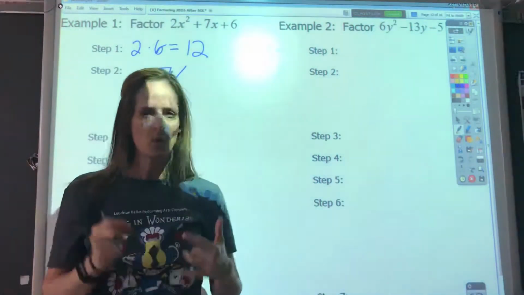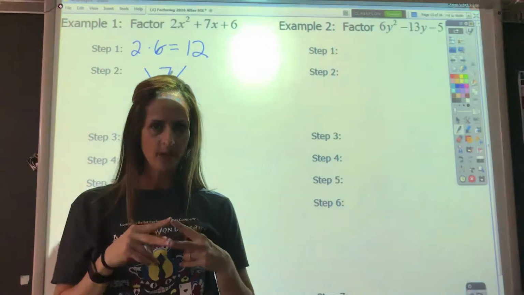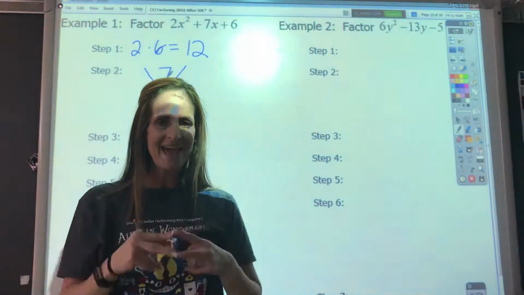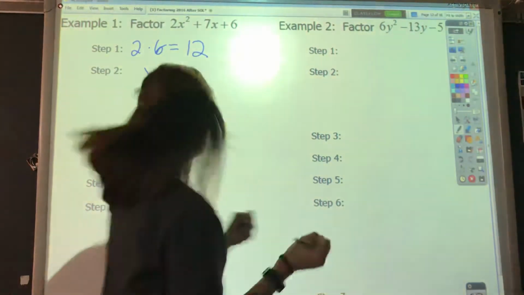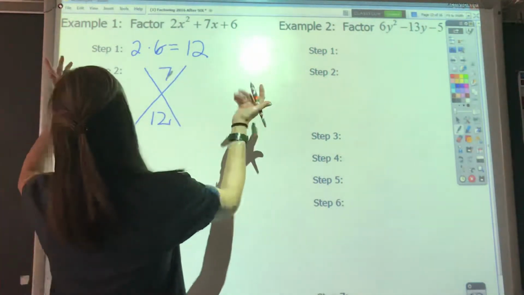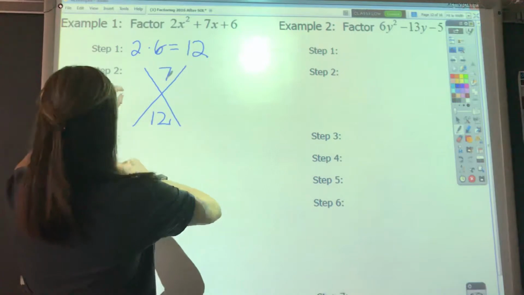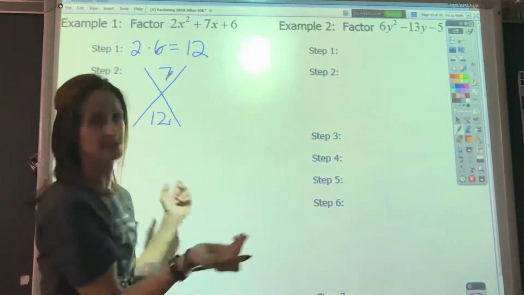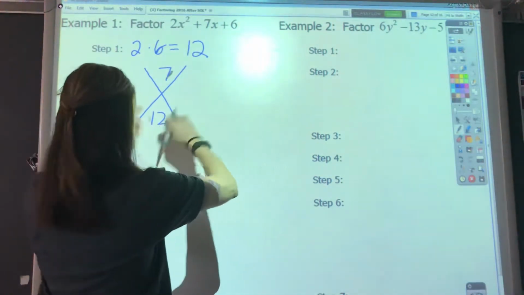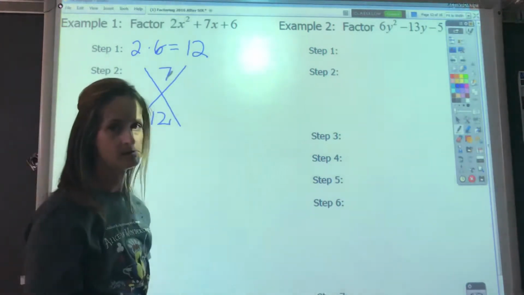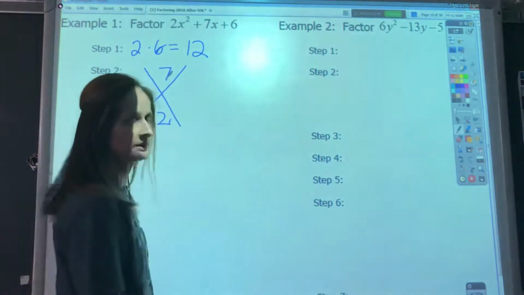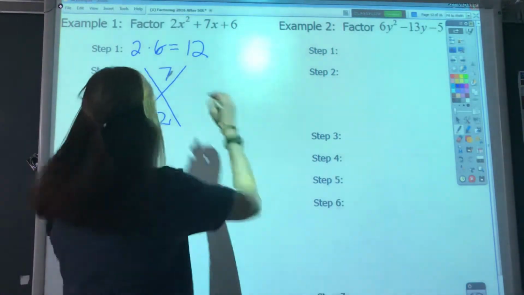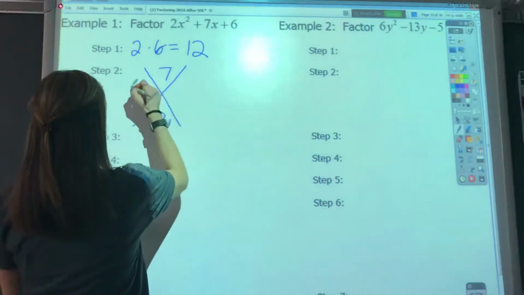Now we need to figure out what two numbers, when we multiply, we get 12, but when we add, we get 7. So that's kind of the hardest part. So we go, all right, well, what could that be? Well, 1 and 12 isn't going to work because 1 times 12 is 12, but 1 plus 12 isn't 7. So then you try 2 and 6. Well, 2 plus 6 is not 7. 3 plus 4, right? Here we go.